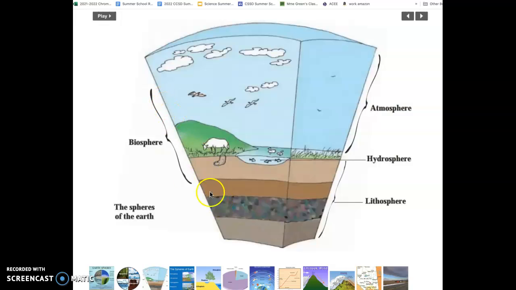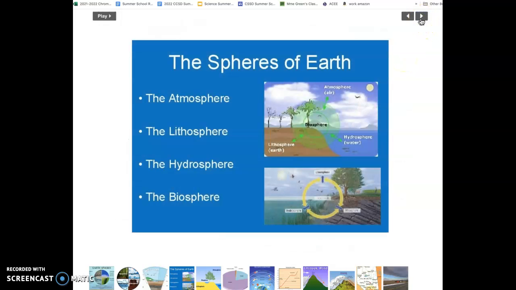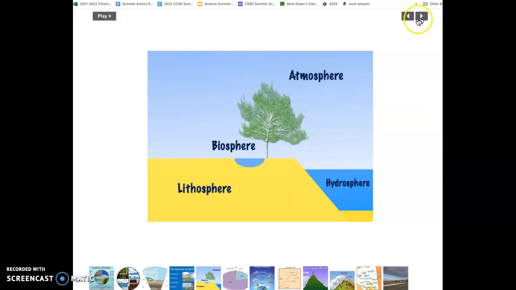Okay, but this arrow thing is mostly showing where living things tend to exist, right? Not many living things can fly super high, and not very many things live super deep in the Earth's crust. So those are the spheres of Earth. Okay, last one. Same thing, different words, different picture. So if you were to label with an arrow, atmosphere, this blue, hydrosphere, this blue, biosphere, plant, lithosphere, Earth.